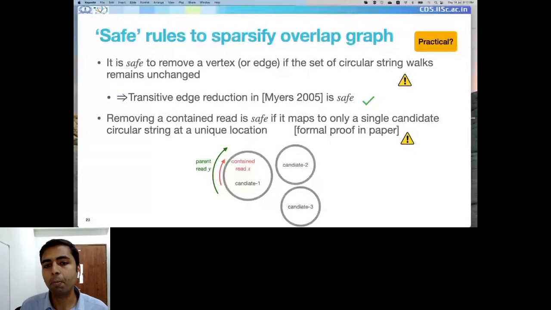However, the good thing is that the transitive reduction from Myers is very efficient, and that is usually realized in practice because it is polynomial in time, doable.